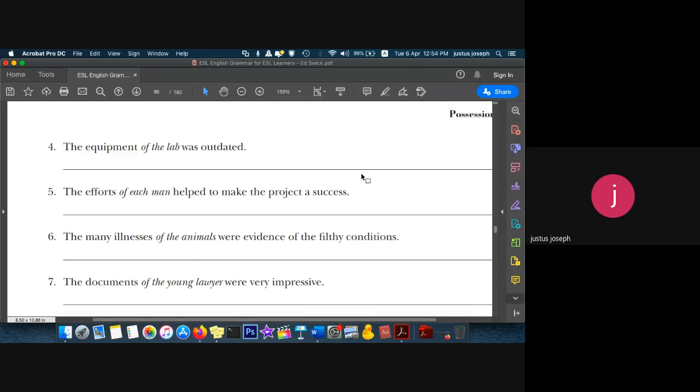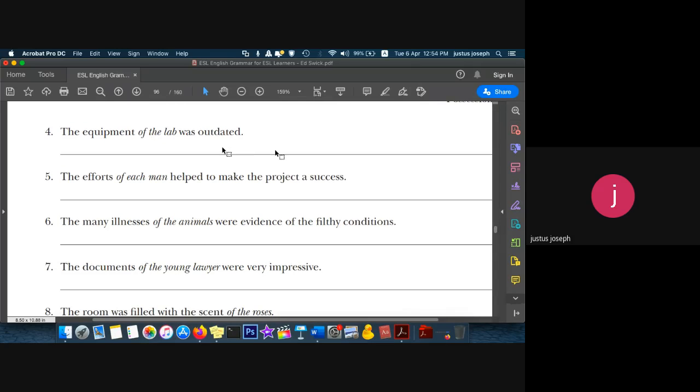Okay. The equipment of the lab was outdated. The lab's equipment was outdated. Not plural labs, but apostrophe S, the lab. Okay. The effort of each man helped to make the project a success. Remove the word the. Do not use this word the here. Start the sentence with each.